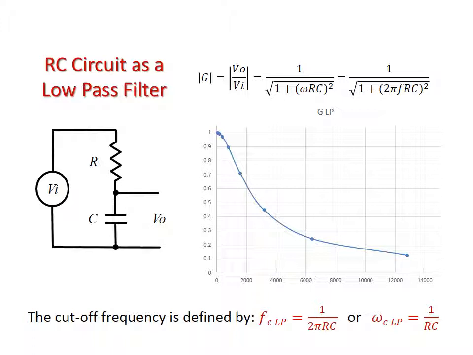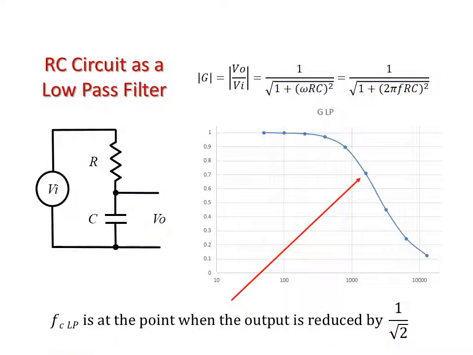Another important thing about the RC circuit as a low pass filter is that we have to define what low pass means. In the definition, we use something called a cutoff frequency. The cutoff frequency for a low pass filter equals 1 over 2 pi RC, or the omega cutoff of the low pass equals 1 over RC. This is a definition we give in order to say what is low frequency and what is not. Where does the cutoff happen? Where does it start cutting off those high frequencies?